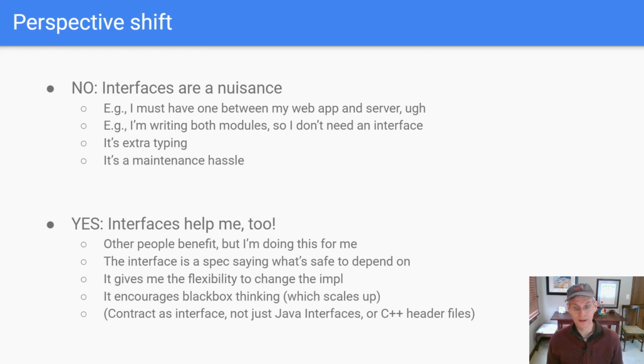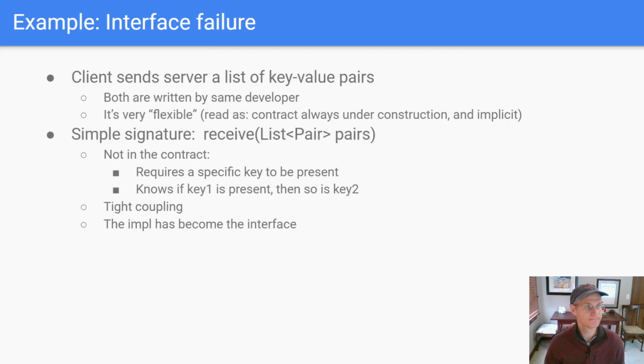And by the way, when I'm talking about a contract as an interface here, I'm not necessarily talking about programming language constructs like Java interfaces or C++ header files. I just mean the general form of contracts. Contracts and the signature plus the contract.